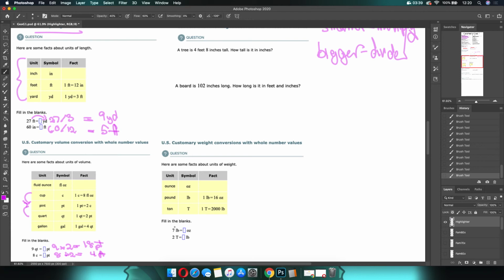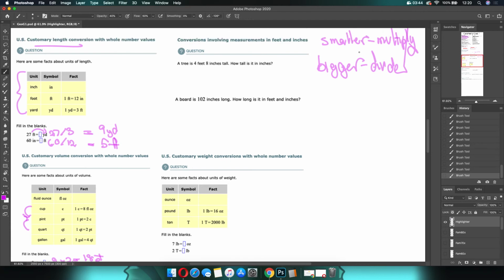Over here, same idea, we're going from pounds to ounces. That means we are going smaller, which means we're going to multiply. So 7 times 16 equals 112 ounces. We're going from tons to pounds. We're going smaller again. So 2 times 1,000 is going to be 2,000 pounds.